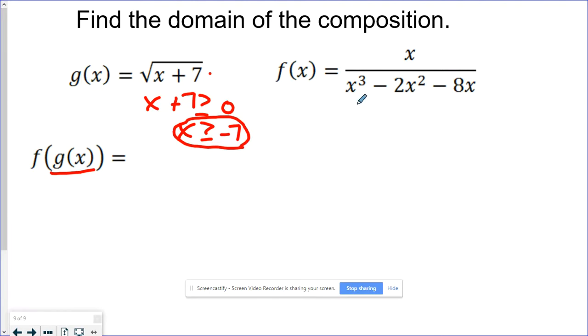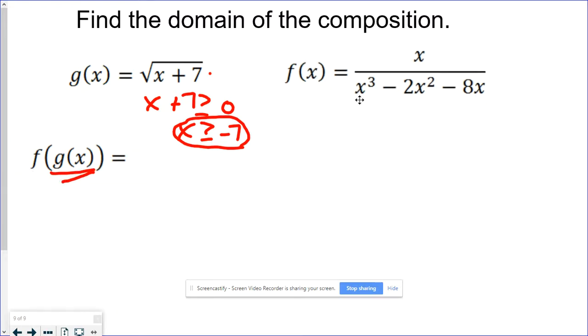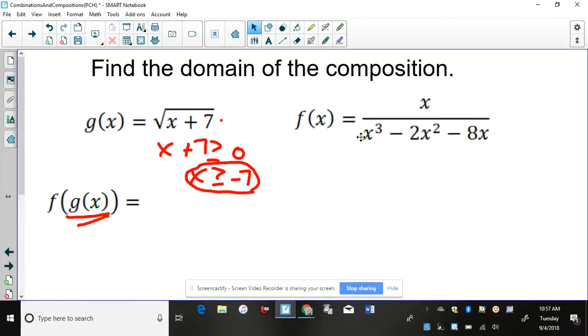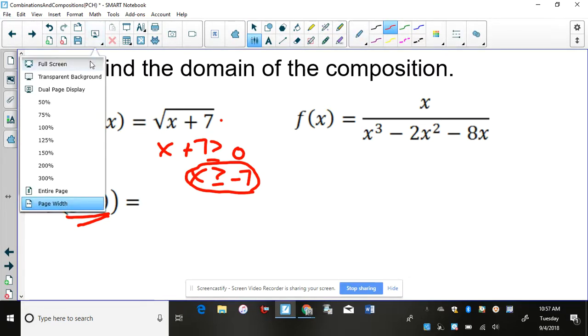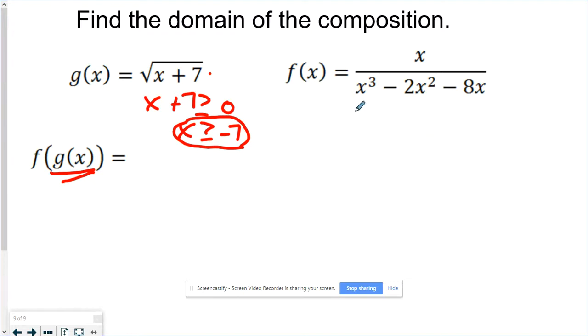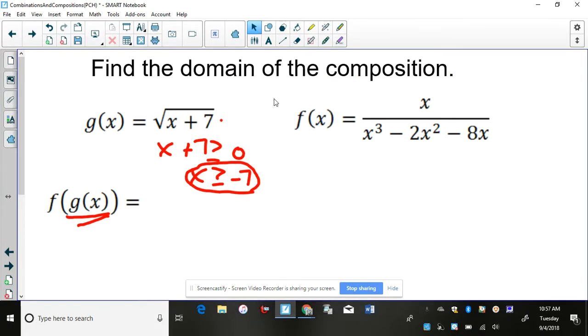Now, because the outputs from g are going into f, I have to figure out what the domain of f is as well. Oh no, where'd my pen go? Bear with me here. A couple of technical glitches. Hopefully I can get this to work. Okay. So I have to worry about the domain of f as well. Now here, oh, you are a stinker. Let's see if I can do it this way.